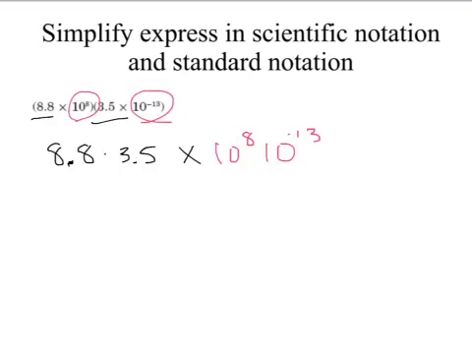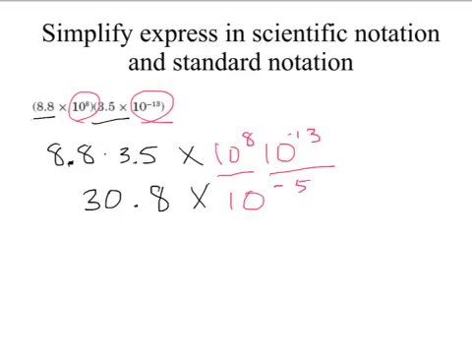So when I take 8.8 times 3.5, I will get 30.8. And that's going to be times, and now I'm going to just take my 10 to the 8th times my 10 to the negative 13. And thinking about our rules of exponents, since they have the same base, I can just add up the exponents. So this ends up being 10 to the negative 5. So we're almost there.